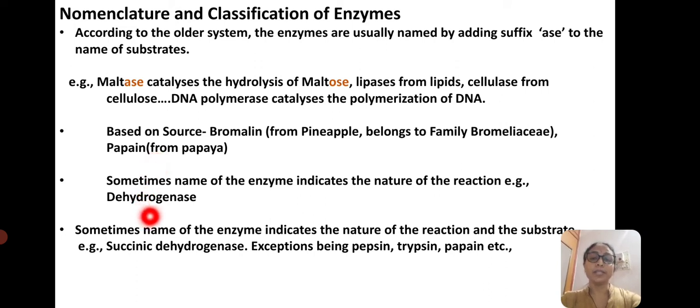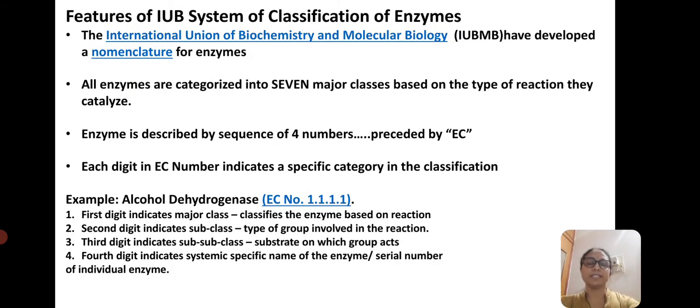The naming system was also followed based on the mode of reaction the enzyme takes up during catalysis, like dehydrogenase. Sometimes they used to add the substrate name also, that is why they are called succinic dehydrogenase. Some exceptions are there: pepsin, trypsin and papain are the exceptions to this.